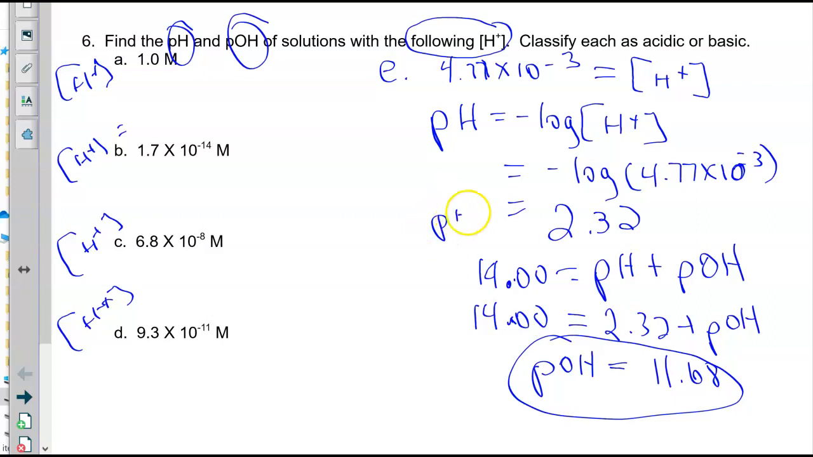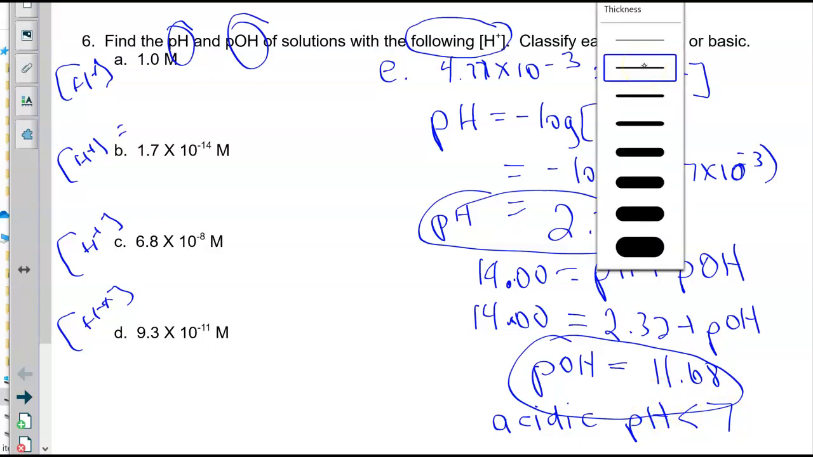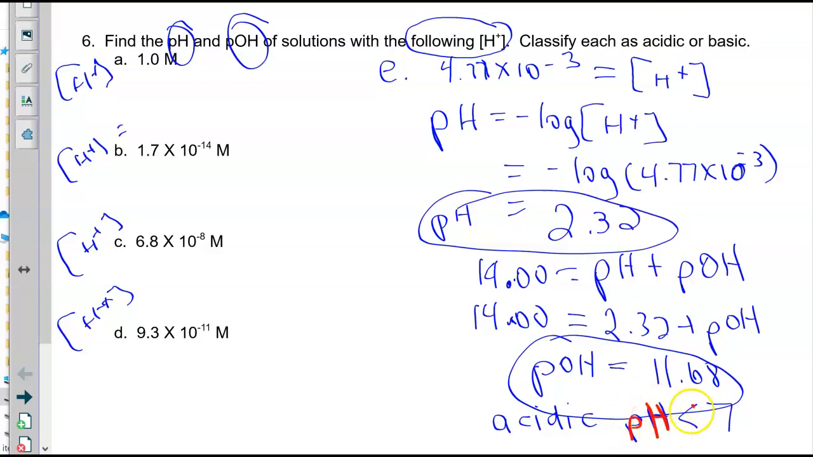You're going to circle this answer, and circle your pH answer. Then you're going to tell me if it's acidic or basic, and then why. You could say that this is acidic because pH is less than 7. I'm going to use a different color with a thicker marker so you can see that. Basic would be pH greater than 7. This is what you're going to do on your paper for parts 6A, 6B, 6C, and 6D, so you have 4 problems to practice this skill, like the one I did.